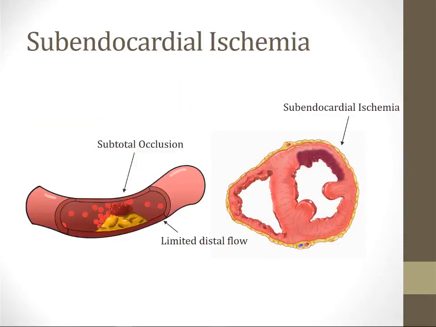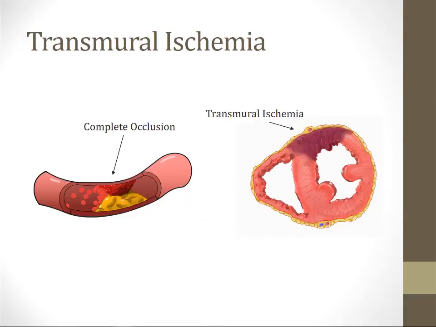And here are some pictures just to make this very clear because this often comes up on your Step 1 exam. Subendocardial ischemia occurs when there's a subtotal occlusion. There's still some distal blood flow, but it's limited. This leads to subendocardial ischemia as shown in the drawing on the right. Transmural ischemia occurs when there's complete occlusion of a vessel. This is seen in STEMI. This leads to transmural ischemia as shown in the picture on the right.